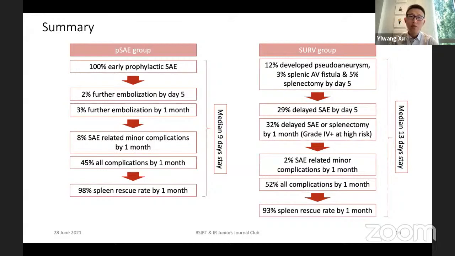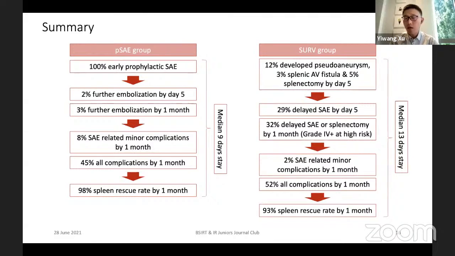The prophylactic group: 100% technical success of early prophylactic embolization. 3% require embolization by 1 month, that's re-intervention. 8% minor procedure-related complications, 45 all complications by 1 month. Overall, 98% spleen rescue. In the other arm, 12% would develop pseudoaneurysm, as would be predicted by the pathophysiology, I suppose, as with this splenic AV fistula.